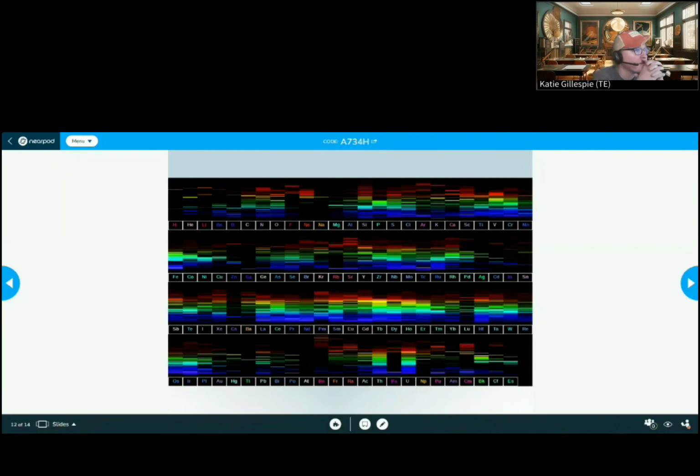This is the periodic table of elements and what we would receive if distant stars are giving off these elements. Here are some elements: there's iron, there's hydrogen, helium.